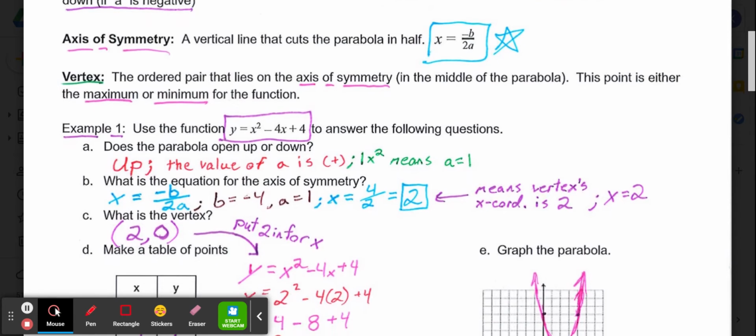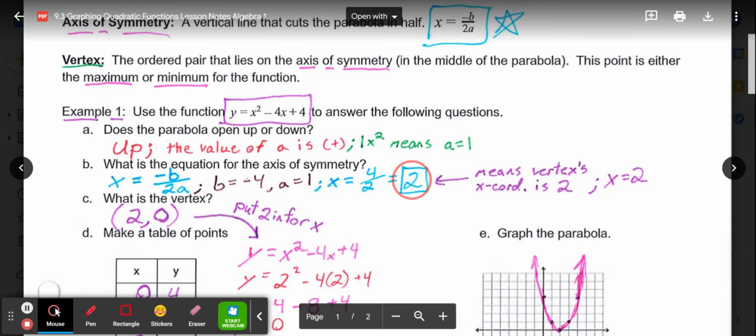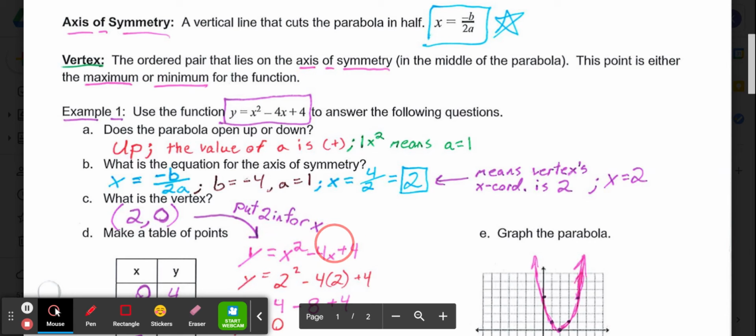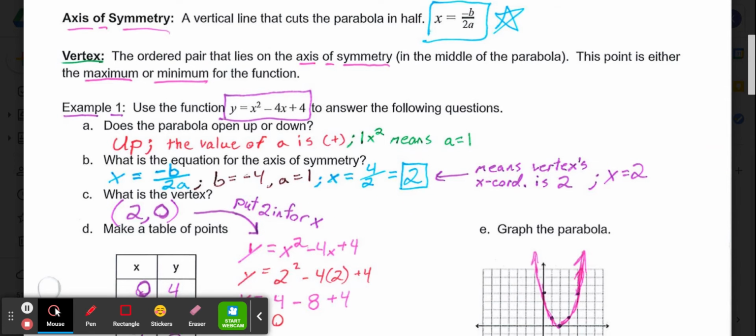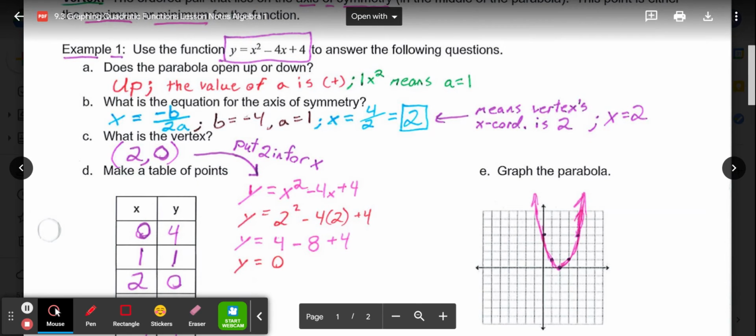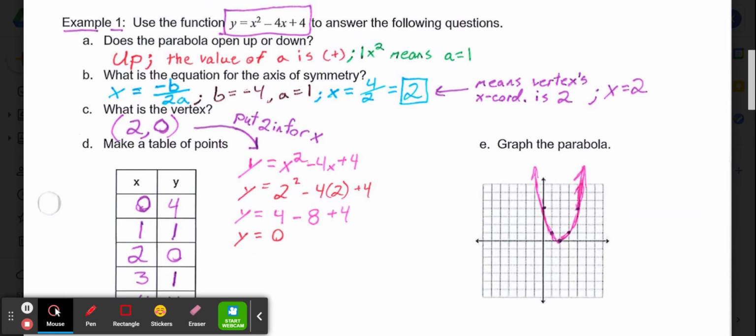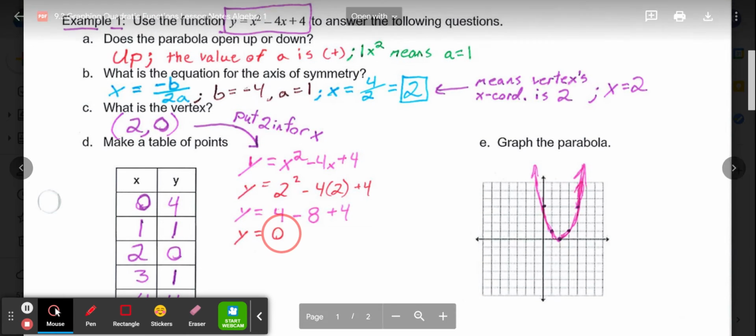So then how do we find our vertex? We're going to use the value from the axis of symmetry, and we're going to put it into the original equation. So in y equals x squared minus 4x plus 4, we're going to put a 2 in for x because that was our axis of symmetry. So instead of x squared, it'd become 2 squared minus 4 times 2 plus 4. 2 squared is 4, minus 8 plus 4, which means y equals 0.